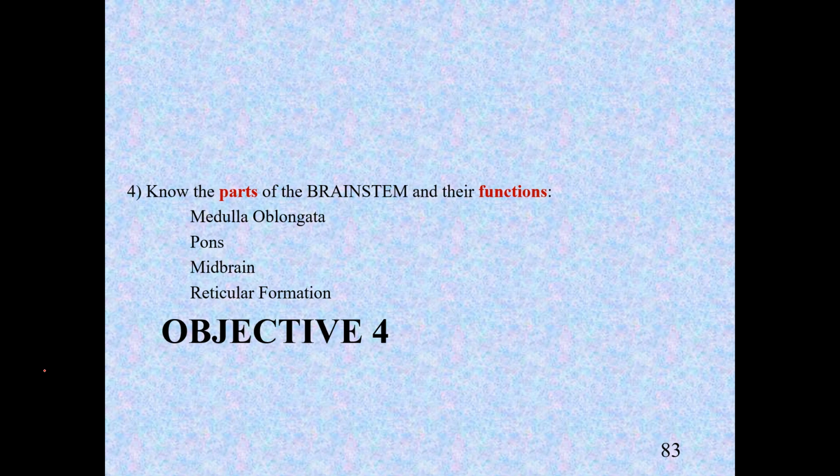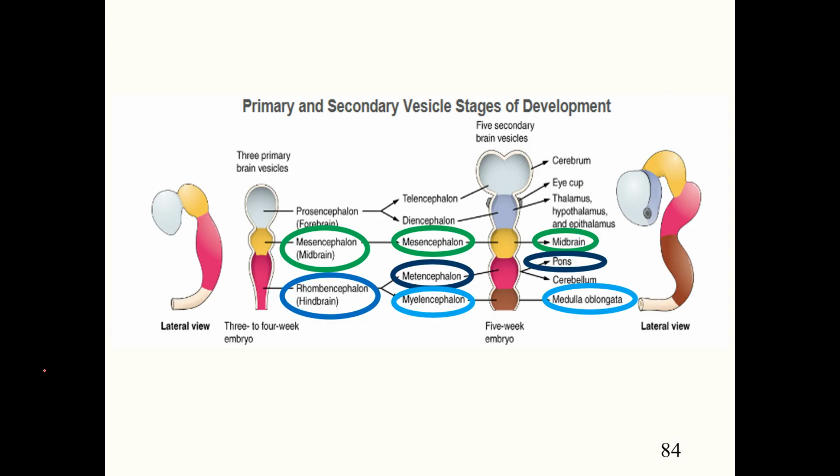The parts of the brainstem we're going to learn are the medulla oblongata, pons, midbrain, and reticular formation. So again, just knowing where the midbrain, the pons, and the medulla oblongata come from. Notice they come from different places. The mesencephalon, which is that second vesicle there, is actually going to be the midbrain. It's going to stay the mesencephalon. It's not going to differentiate anymore, and that will, in the adult brain, turn into the midbrain.